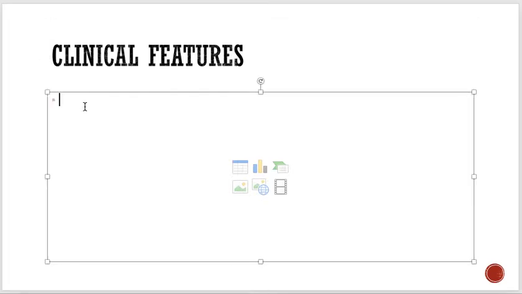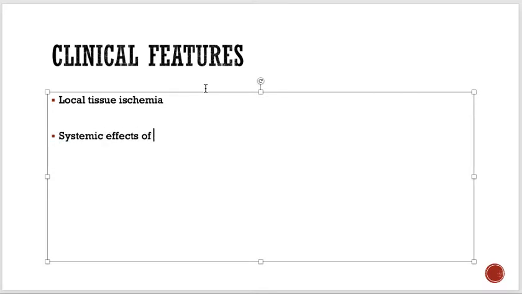Like all these vasculitis, they give local tissue ischemia. Of course, whenever there is vessel inflammation, the vessels are inflamed, so the blood cannot be supplied properly. So what will happen? There will be local tissue ischemia, right? And then there are some systemic effects of the inflammation.